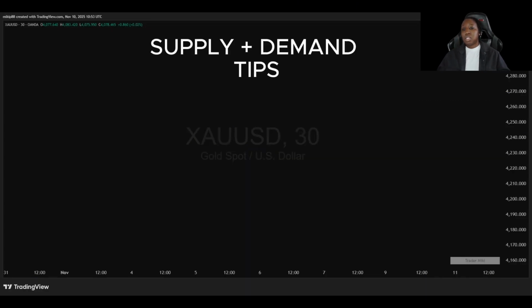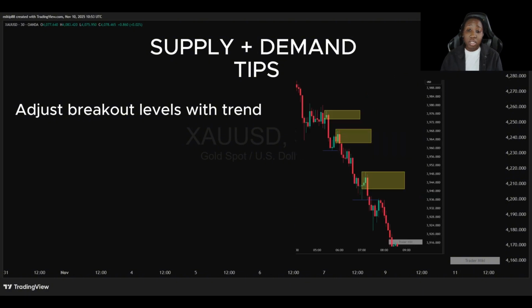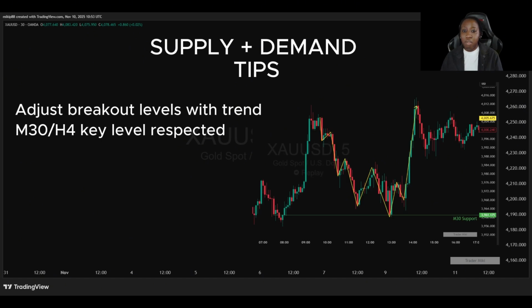So I do have some tips for using supply and demand. Now, as the trend is pushing, you can adjust the breakout levels before you find your supply and demand zones. So highs and lows that have support and resistances are better for breakouts than just using the candle wick highs and lows. Look out for higher time frame key levels, so 30-minute, 4-hour levels to be respected, because you can get reversals off those levels.